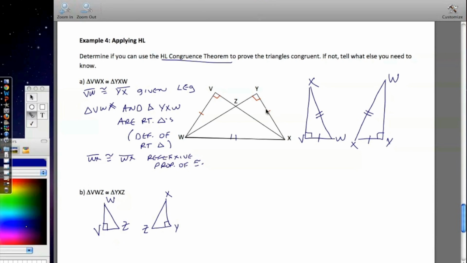And what I can show is that YX is congruent to VW, but I can't find anything out about the hypotenuse, because here's the hypotenuse of one, here's the hypotenuse of the other. So no, not possible. No hypotenuse given. Okay, so up here we used hypotenuse leg. Down here we cannot use it.